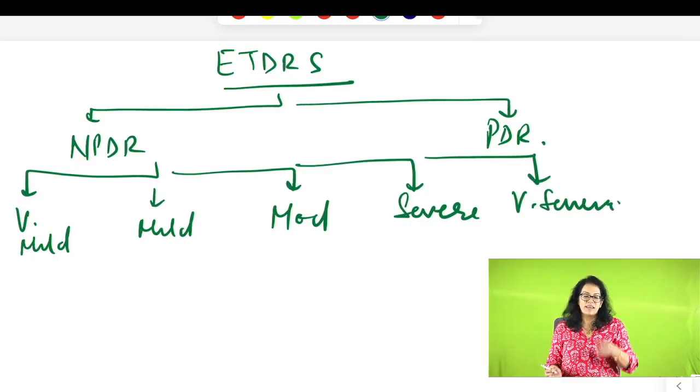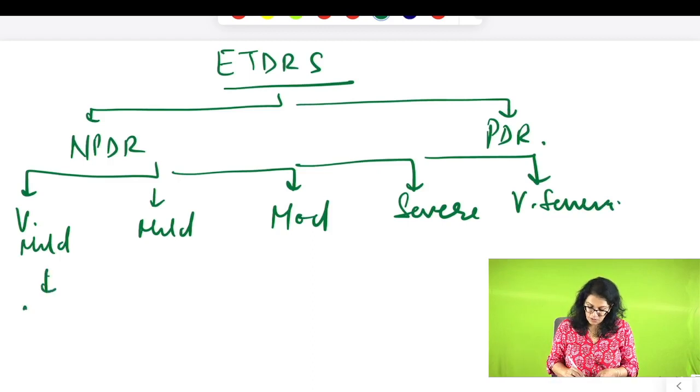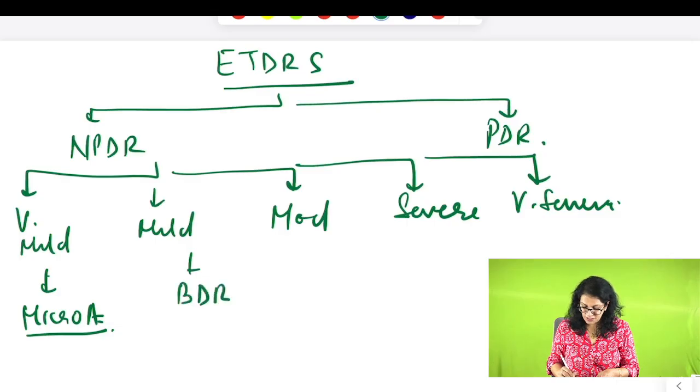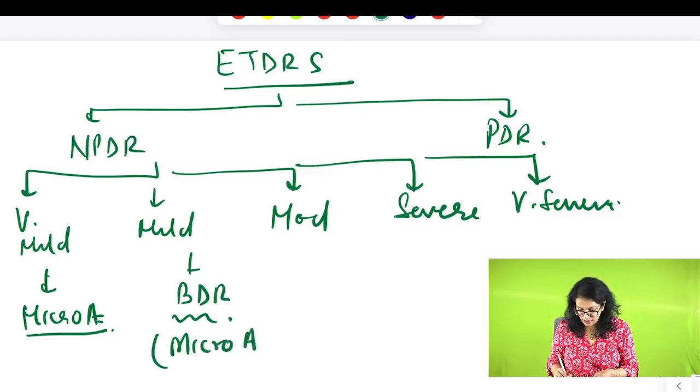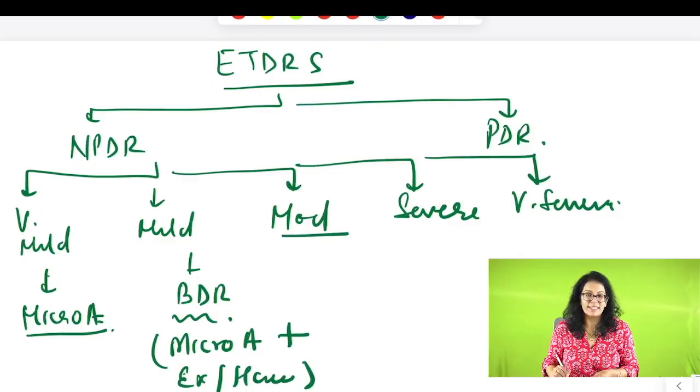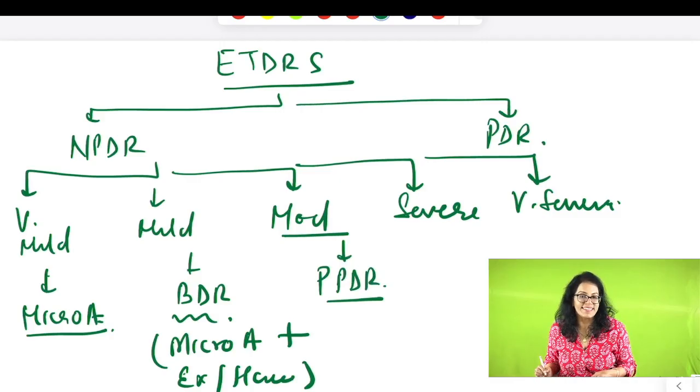What is this? Okay. So very mild is nothing but only microaneurysms. What is mild? Background diabetic retinopathy, all the features of this. What was that? That means microaneurysms, and along with that, we are getting all the exudates and hemorrhages. Right? Then we talk about moderate. Moderate, I just verbally quickly revised with you, was about pre-proliferative. So all the features of pre-proliferative diabetic retinopathy, moderate NPDR. And what is severe? This is an exam question.